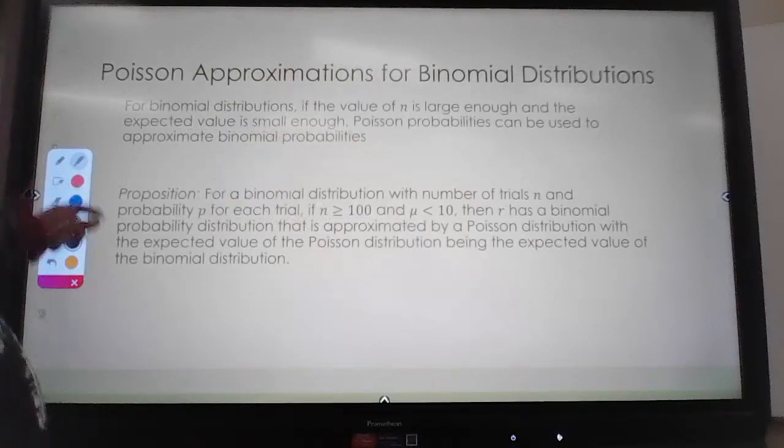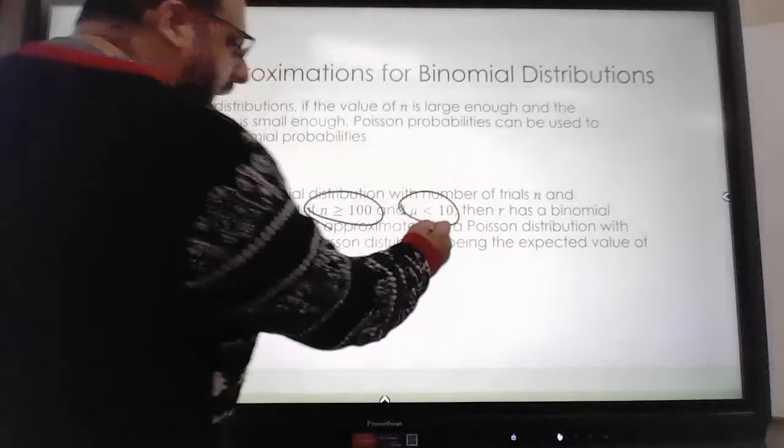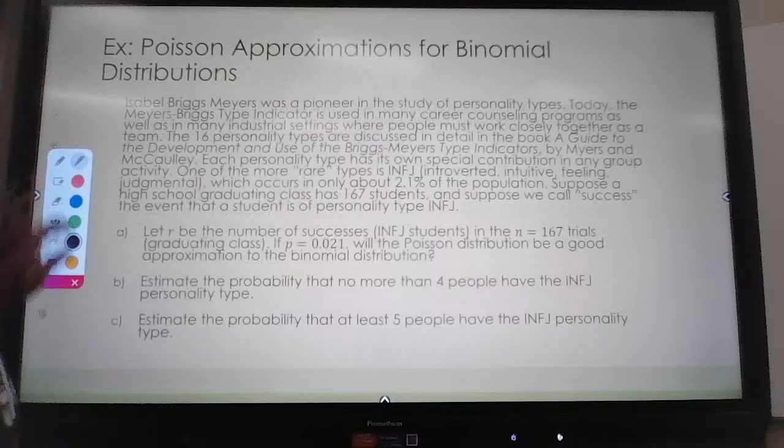We've already done this. Now, another useful tool for Poisson distributions is to approximate a binomial distribution. The only way that this can happen is if the value of n is large enough and the expected value is small enough. What you have to look for is these two things. You want your n to be at least 100. It can be 100, but it can also be greater than 100. And the expected value has to be less than 10. Then you can use a Poisson distribution to approximate the binomial distribution, okay? So remember, n has to be greater than or equal to 100. The expected value has to be less than 10. Here's an example.